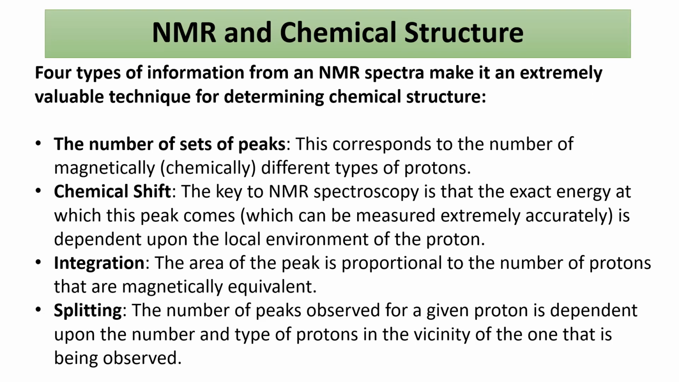All right. So the number of sets of peaks corresponds to the number of magnetically or chemically different types of proton. If they're in different environments, you get different peaks. If they're in the same environment, you get 1 peak. Everybody understand that? This is to determine the identity of the molecule, because I will give you a spectrum or some values and say, propose a structure for this compound.